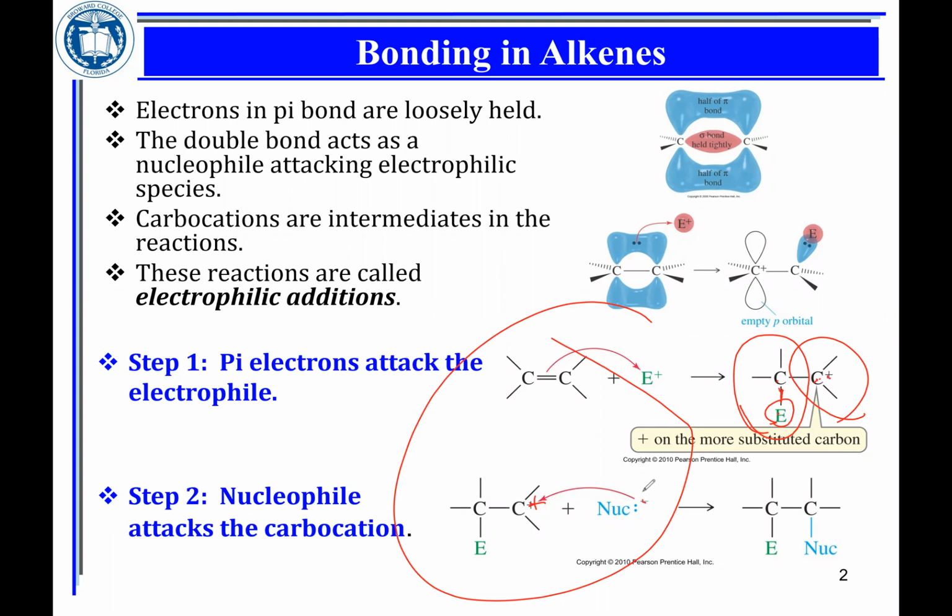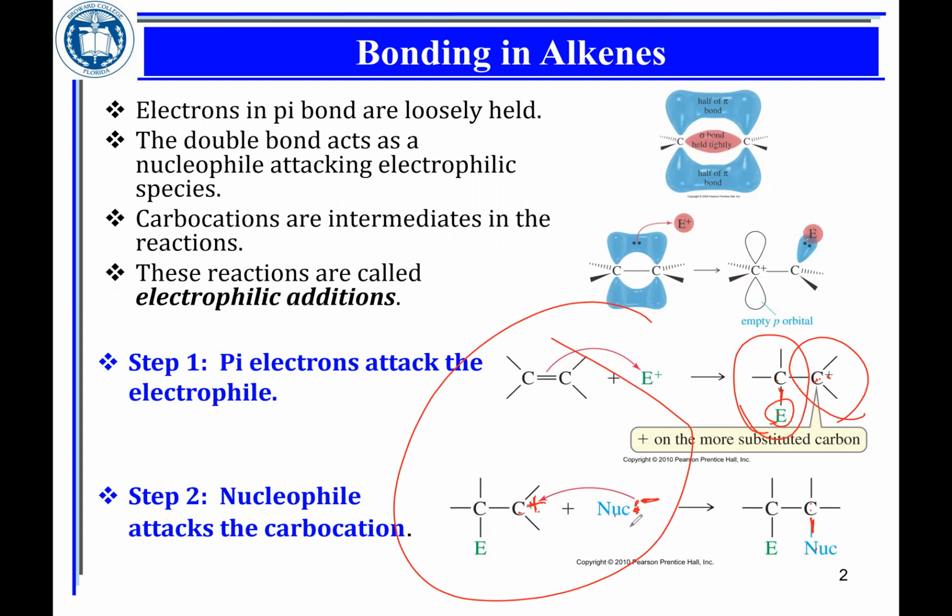This negative charge is coming because your nucleophile has a pair of unshared electrons. When the nucleophile wants to form a bond with the carbocation, it brings this pair of electrons to the center and shares the pair of electrons between the carbon and the nucleophile. And if you have a negative charge, the positive charge is going to cancel.